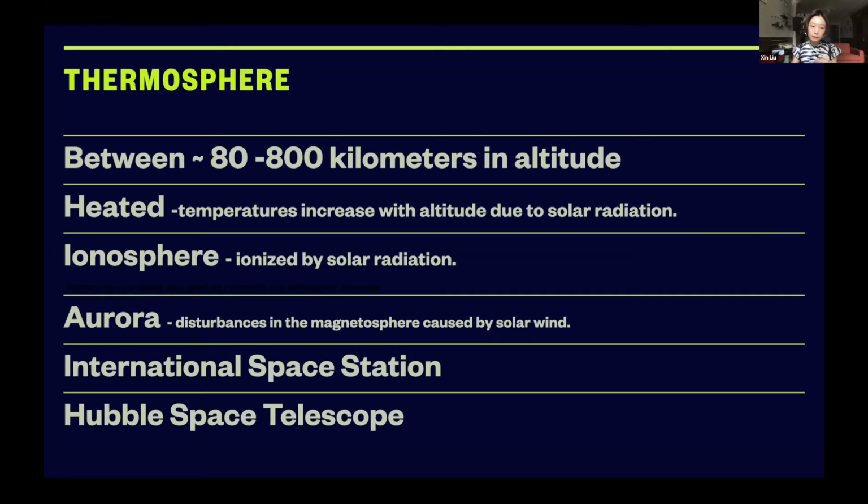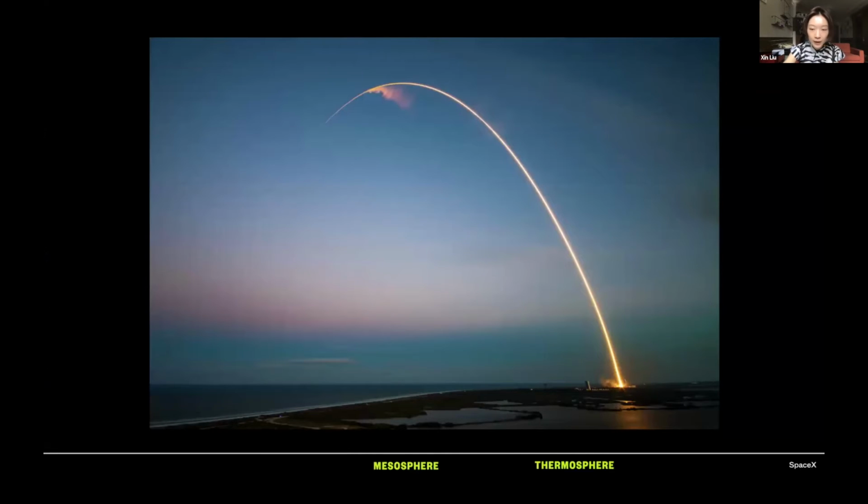And further moving forward, we are essentially getting into the real outer space. We consider the thermosphere, where the temperature increases entirely due to solar radiation, and we have the ionosphere, which is crucial for satellite communication, and the International Space Station and Hubble Space Telescope currently reside there. And that's typically how we get there, through a rocket, like what I showed at the beginning.